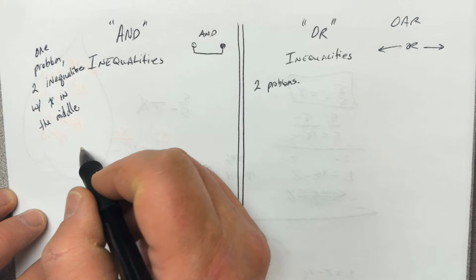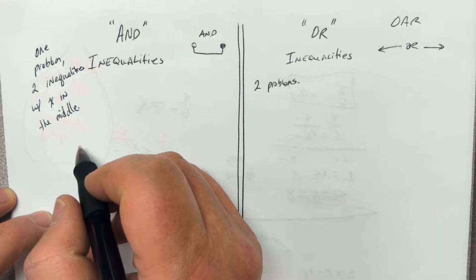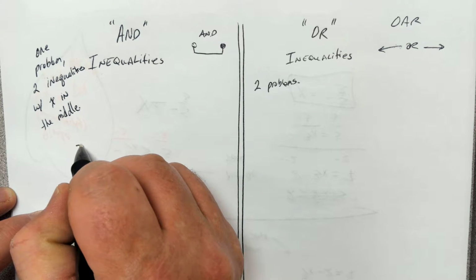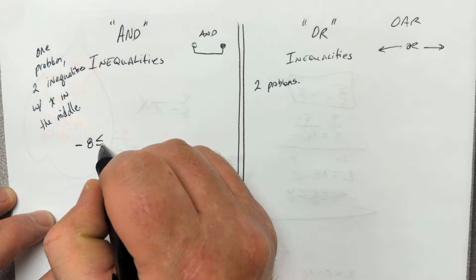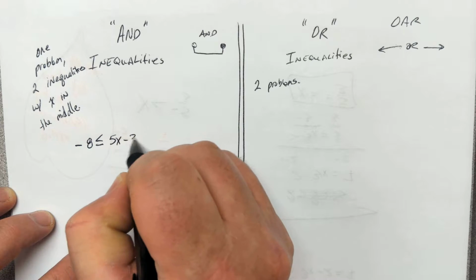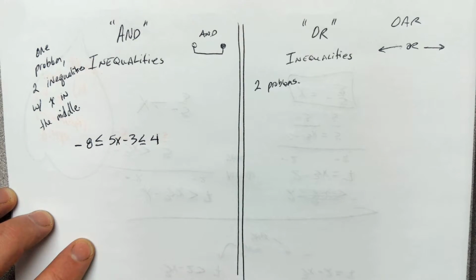Let's say we had, let's just pick one out of the book. Let's say negative 8 is less than or equal to, oh, this one's nasty. No, it's not. This is bad. This is all right. What page are you on? 197.